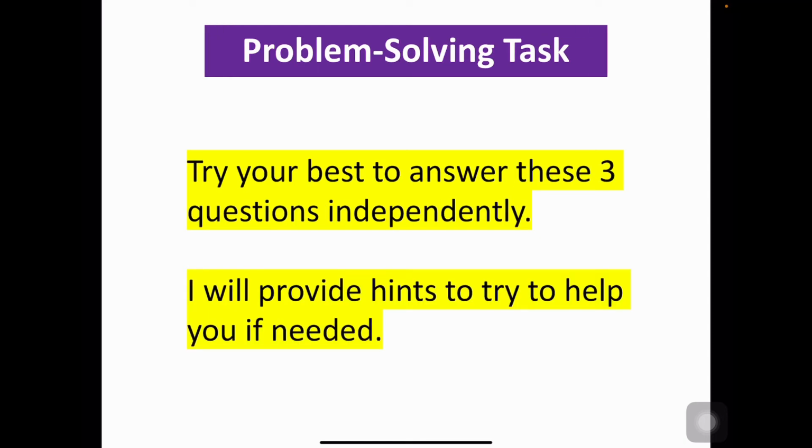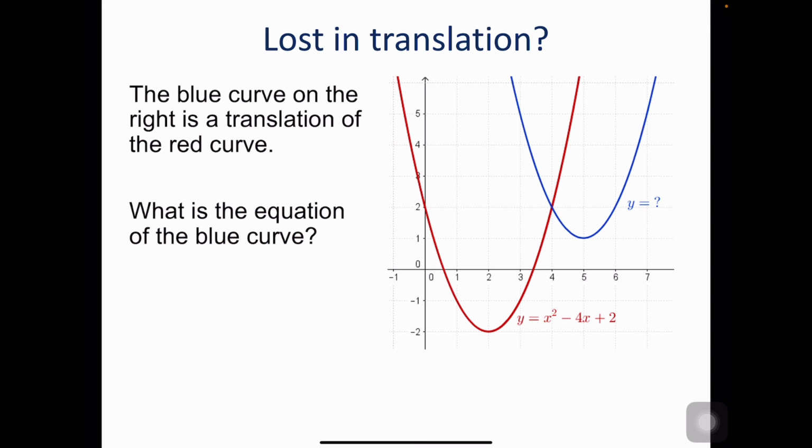So your problem solving task is to try your best to answer these 3 questions independently. As I did a few weeks ago, I will be providing hints to help you if needed. So here we have question 1, lost in translation. The blue curve on the right is a translation of the red curve. What is the equation of the blue curve? So pause this video if you want to get started right now. If you want a hint, then don't pause the video and I'll give you a hint in a sec.